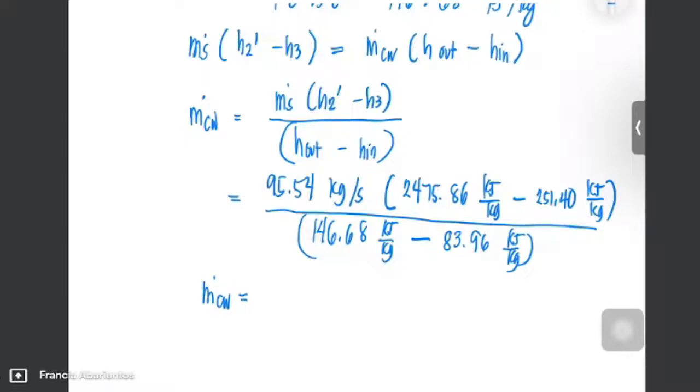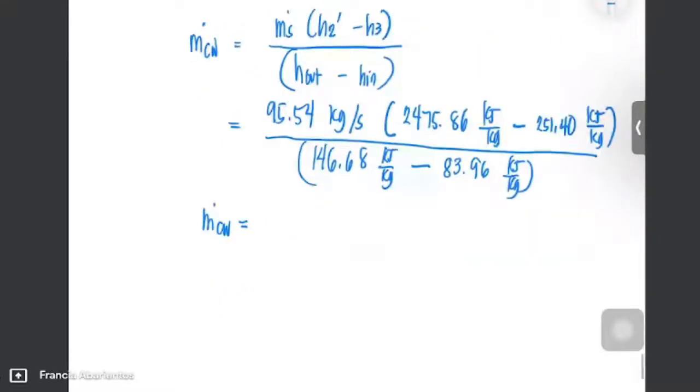75.86 minus 251.4. Ta-da! Divided by 146.68 minus 83.96. Yeah. We have now the mass of the cooling water. Oh, paano yun, ma'am? Ganito, para mas maintindihan. The answer now is 3388.47.